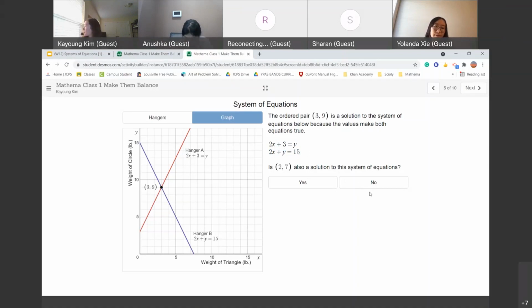Now, you can drag your mouse to the point 2, 7 on the coordinate plane and see if it's also a solution, and then type yes or no in the chat. So remember, for it to be a solution, it has to make both equations true.